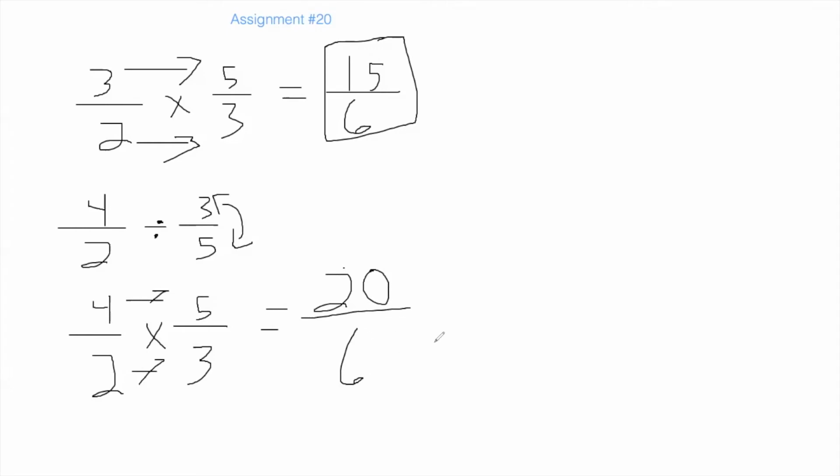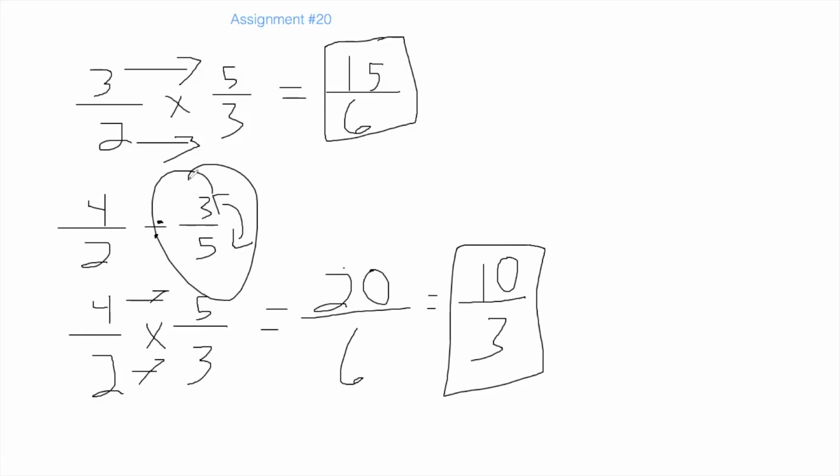And then in this case, you can simplify further because both the top and the bottom number are even. So you can simplify by dividing by 2. So if you divide both of those by 2, it'll be 20 divided by 2 is 10. 6 divided by 2 is 3. And then you're done. That would be the answer right there. So whenever you're dividing, all you're doing is getting the reciprocal, flipping this one around and turning it into 5 over 3, and then you're just multiplying across. And that's it.